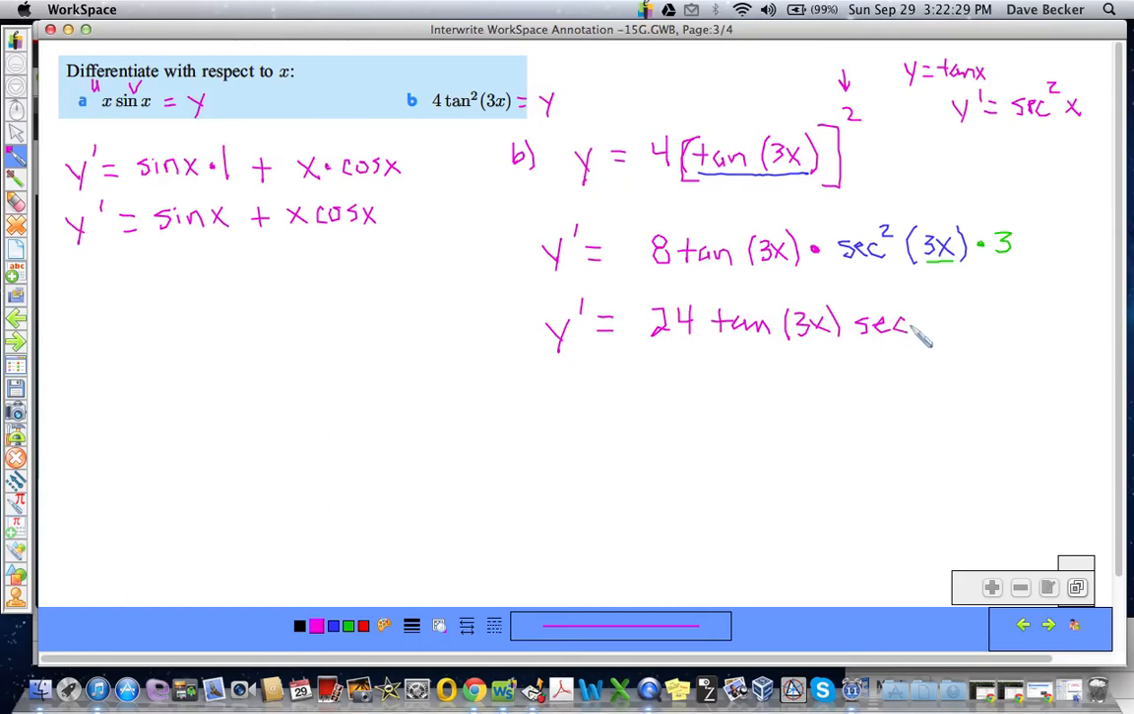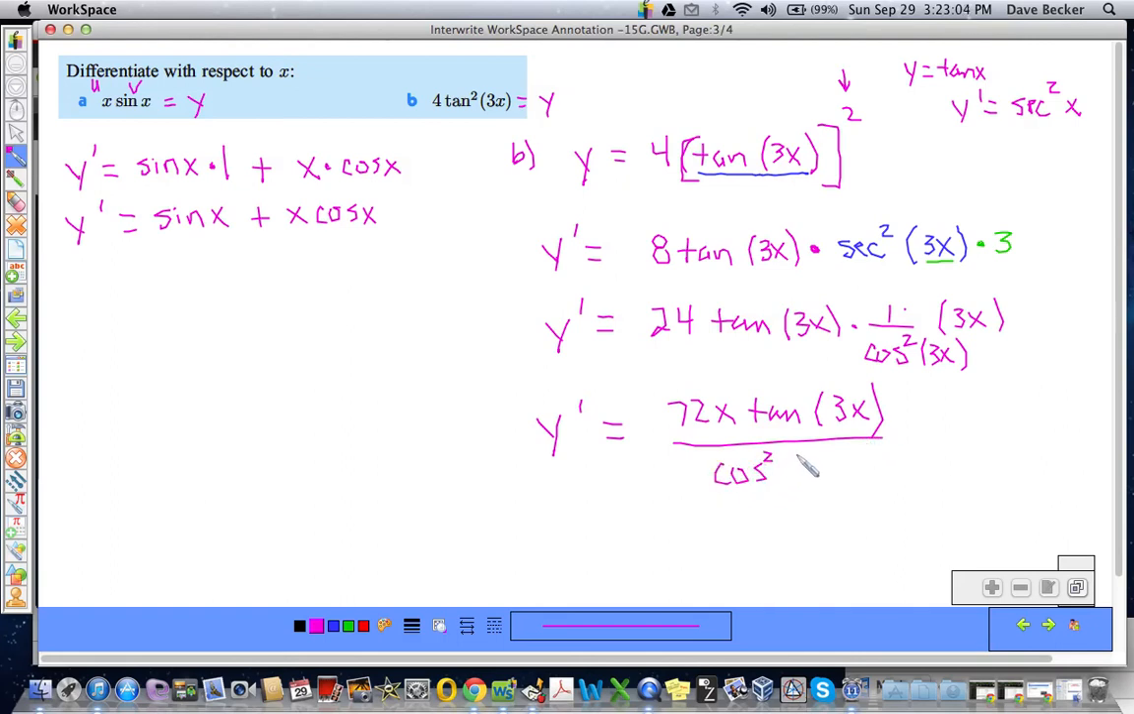secant squared 3x. And if the secant bothers you, you can always write secant squared as 1 over cosine squared of 3x. Which I guess you could also write very simply as 24 times 3x, 3 times 24, 72x, so 72x tan 3x times cosine squared of 3x. This is not all absolutely necessary. You can do it if it helps you evaluate something easier. Done!